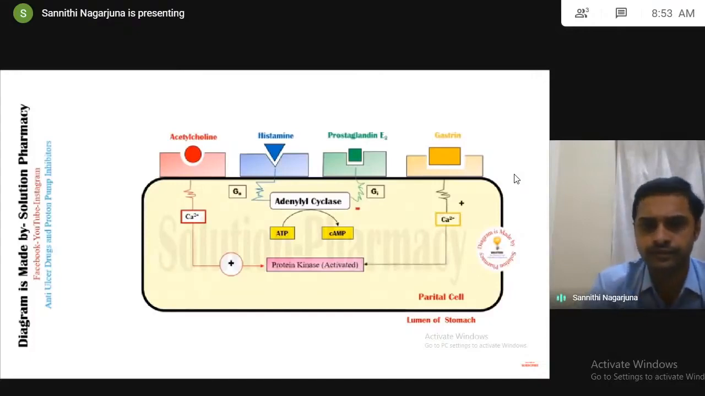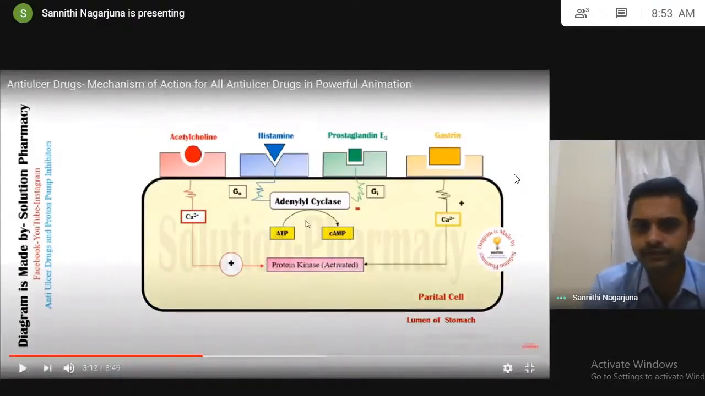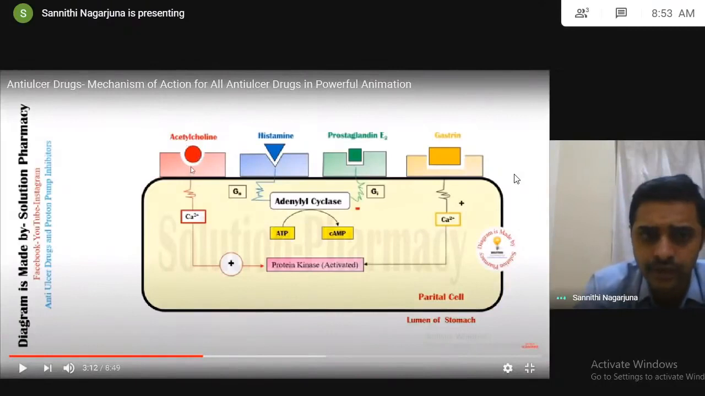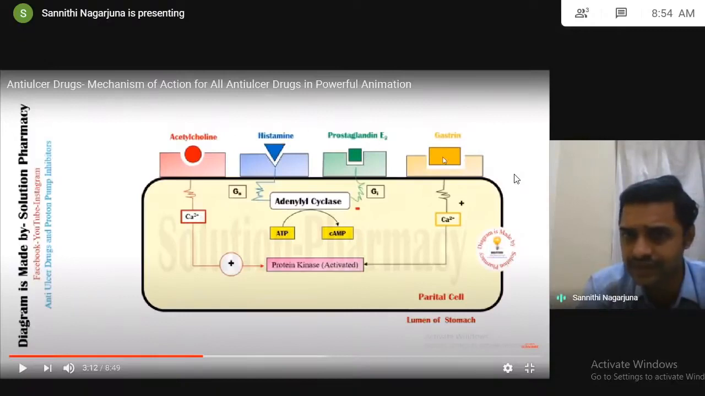So now you understand. Yesterday I discussed how the ligands produce the pharmacological action. So what are the ligands here? Aggressive factors, defensive factors: acetylcholine, histamine, gastrin, prostaglandins. Acetylcholine binds to these receptors, M1, M3; histamine H2; PGE2; gastrin CCK2. See here, acetylcholine, gastrin, calcium means what?